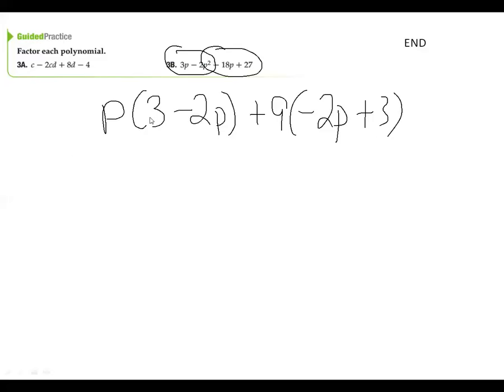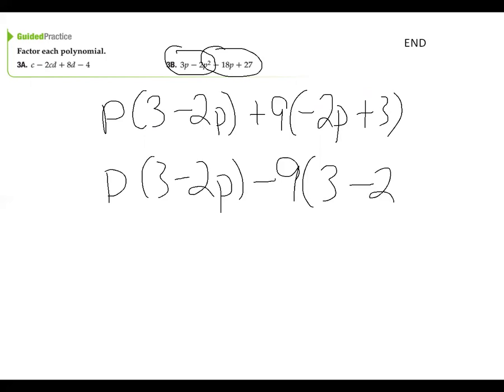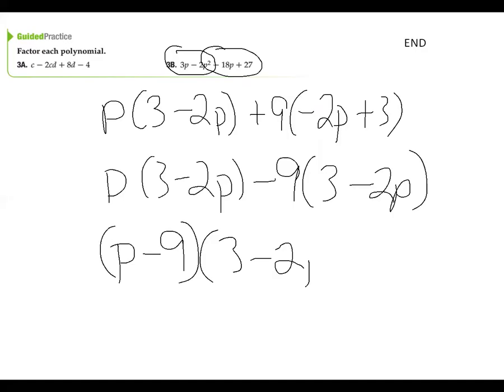Notice again, you got opposites when you factored. So here I want to factor out a negative 1. So it's going to be p times 3 minus 2p. And that would multiply the 9, making it negative 9 times 3 minus 2p. All right. And then the GCF is 3 minus 2p. So completely factored form is p minus 9 times 3 minus 2p.